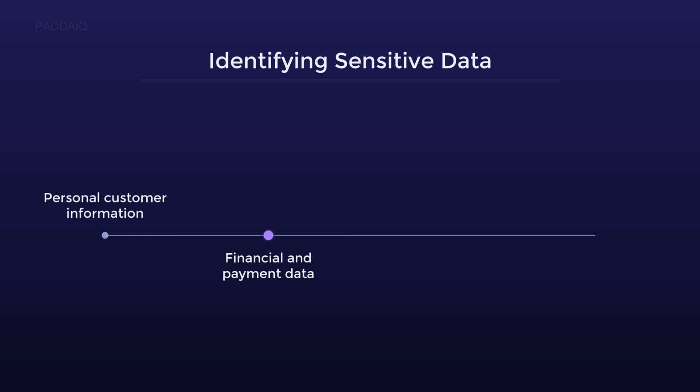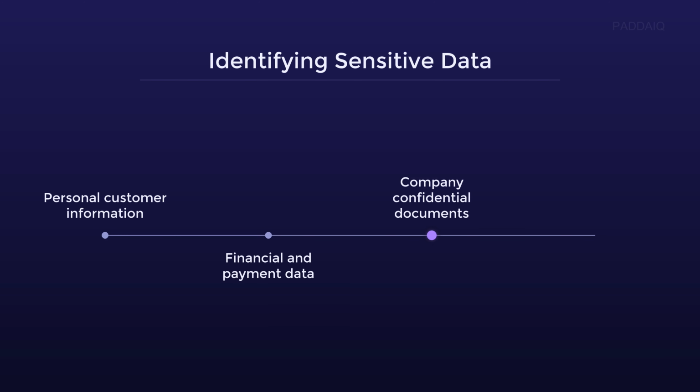Financial and payment data. This includes any monetary transaction details, account numbers, or information used for processing payments. For example, a customer's credit card number and purchase amount stored in your system. Protecting this data is critical to prevent fraud and ensure customer trust.